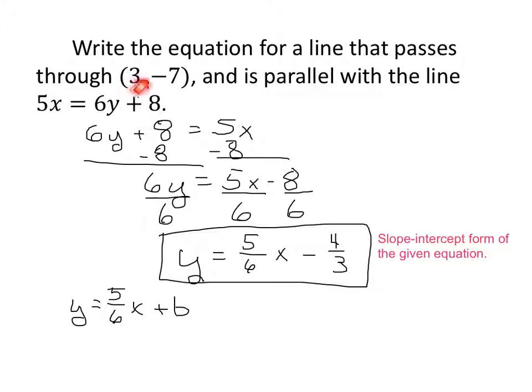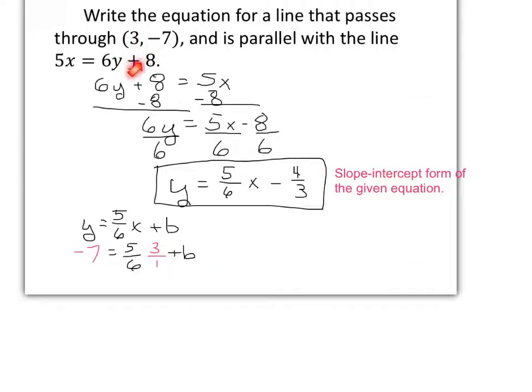So I'm going to take these points and solve for b, and that is I'm going to substitute -7 instead of y, and 3 instead of x. I'm going to put it as a fraction because we're multiplying it by a fraction. So let's look at what I've just done.